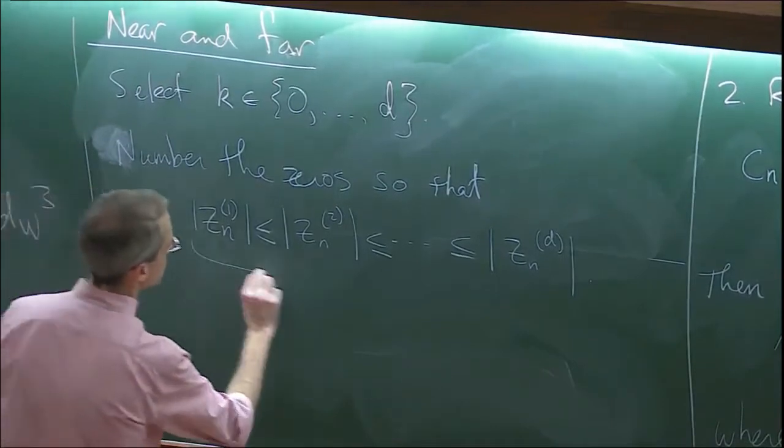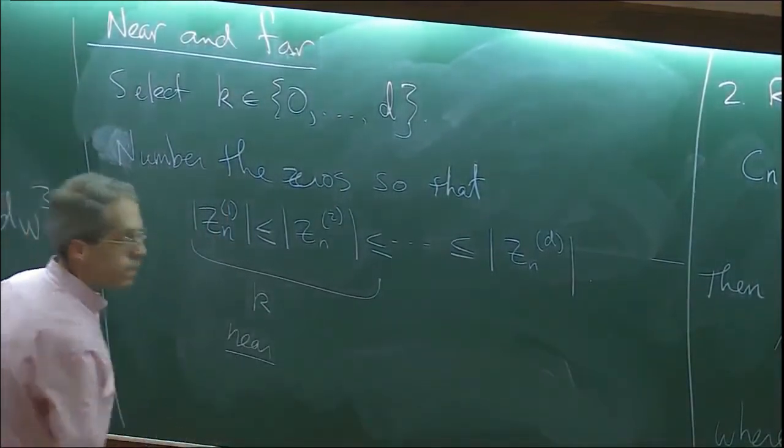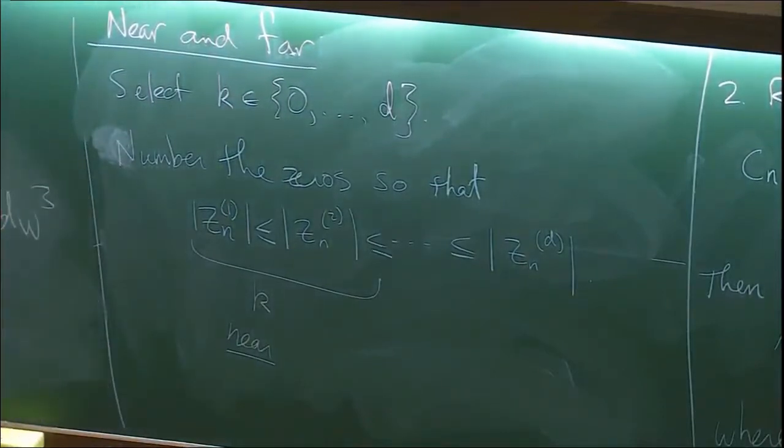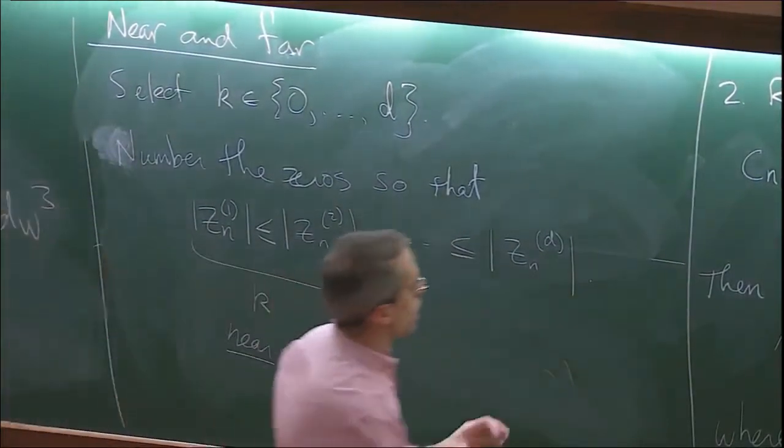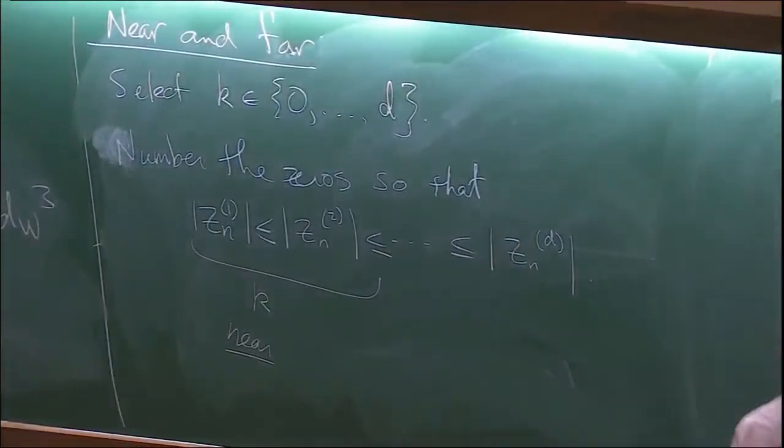And then let's say the first k of these are going to be the ones that we think of as being near the origin. We want to preserve them to appear in this limit polynomial. And the others we're going to think of as too far away to matter. Let me show how that's reflected in writing the cubic differential.